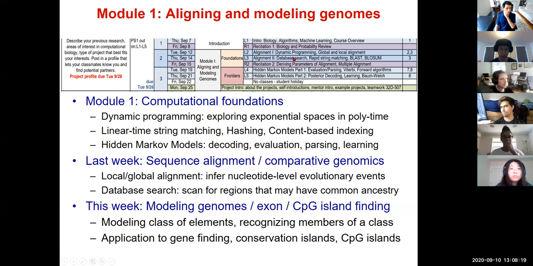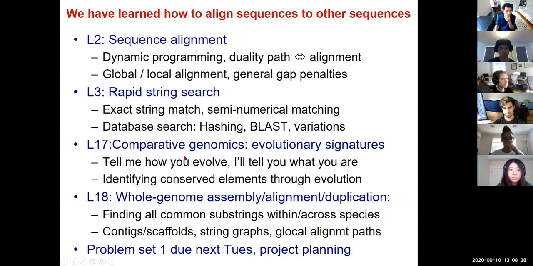So what have we learned so far? We've basically learned about dynamic programming, which is gonna be a concept that we're gonna reuse today in the context of hidden Markov models. And we learned also about linear time string matching and really fast search. And today we're gonna be talking about decoding, evaluation, parsing, and learning using hidden Markov models. So a lot of what we've learned is very helpful. Basically we've learned about sequence alignment and rapid string search.